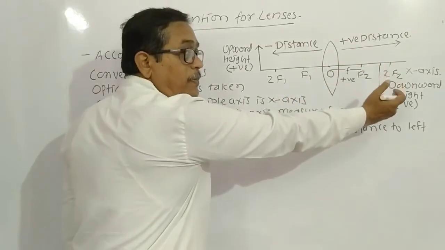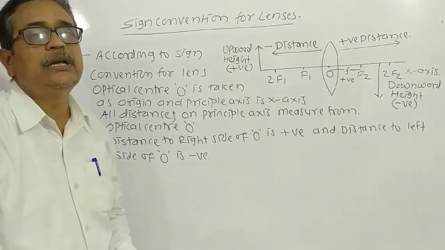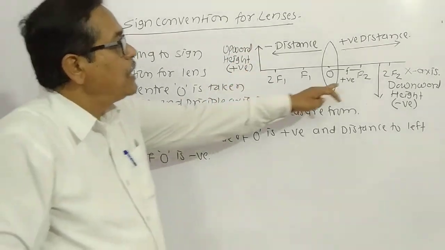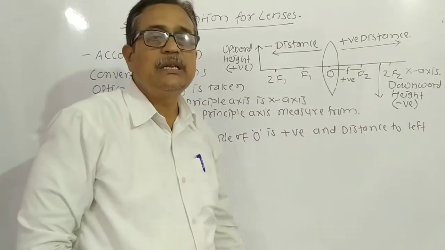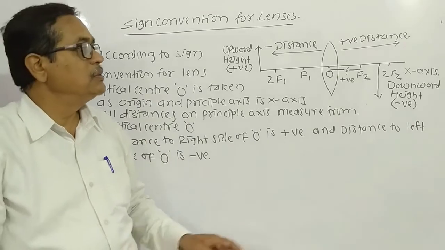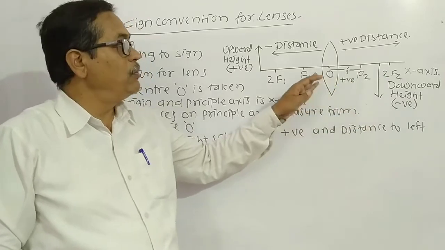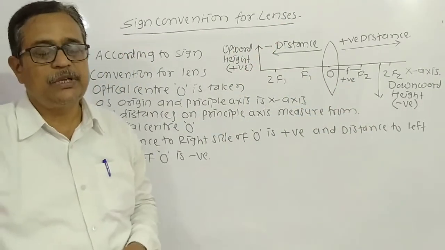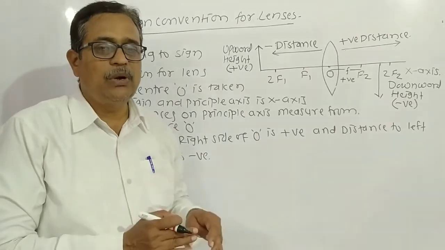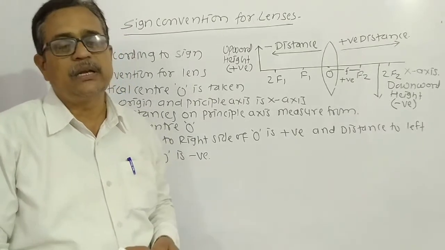Distance to right side of the optical center is positive. Distance to left side of the optical center is negative. Height upward above the principal axis is positive. Height downward below the principal axis is negative. Dear student, height of object is always positive. Height of real and inverted image is negative. Height of virtual and erect image is positive. If the image is erect, then it has positive height. If the image is downward, below the principal axis, that is an inverted image, and it has negative height.